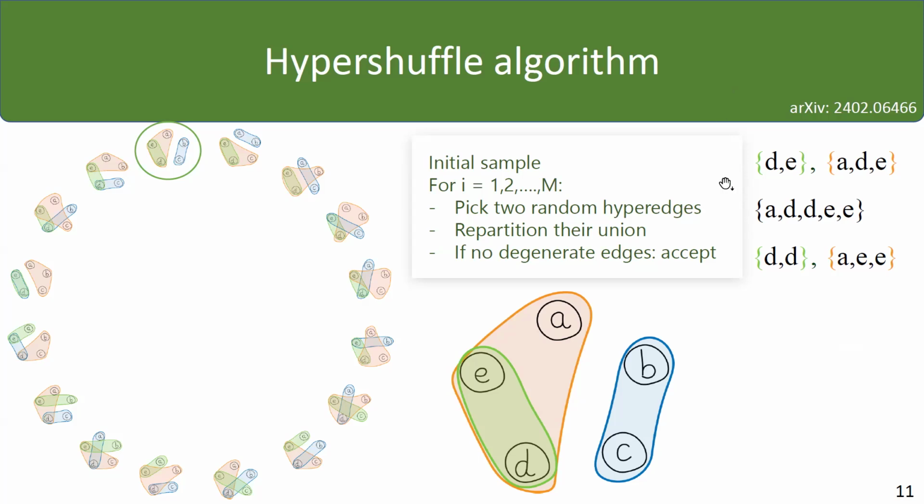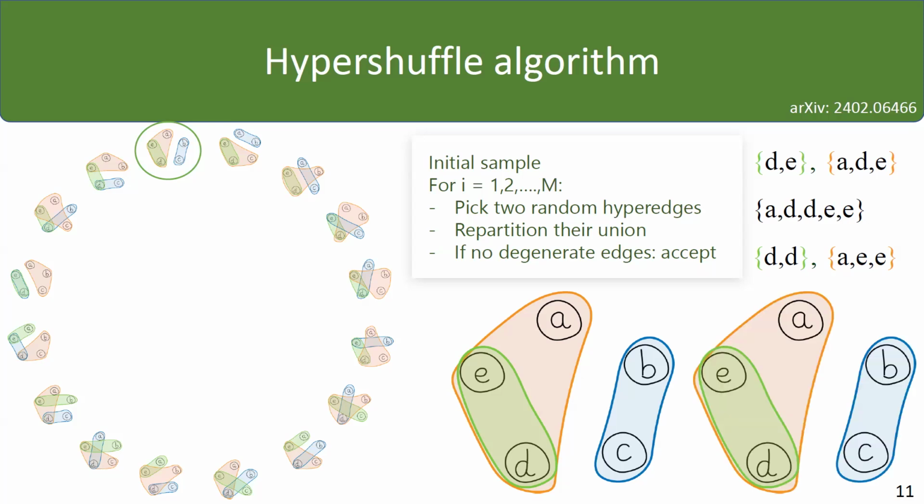And now you can see this is possible because everything happens at random. It's possible that we obtain edges like this, which are degenerate hyper edges. This one is degenerate because it has D twice, and this one is also degenerate because it has E twice. And we don't want that in this specific setting, so we don't accept this specific step. And instead of applying the new hyper edges, we just stick to the same hypergraph that we already had.